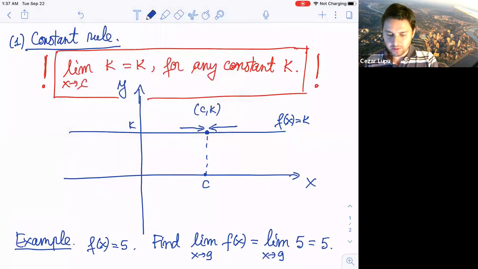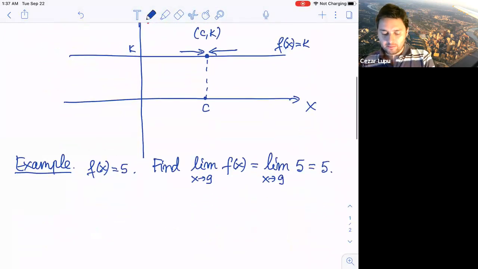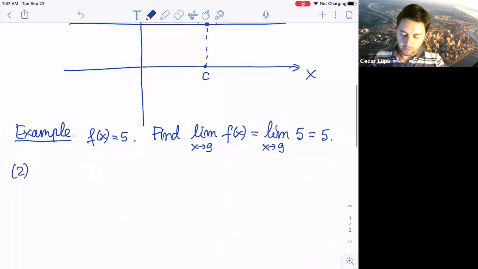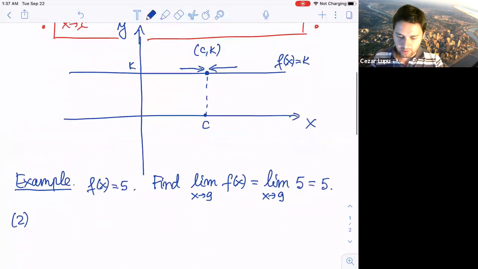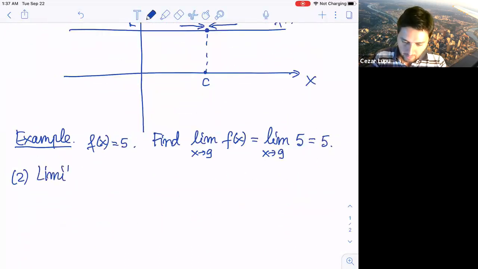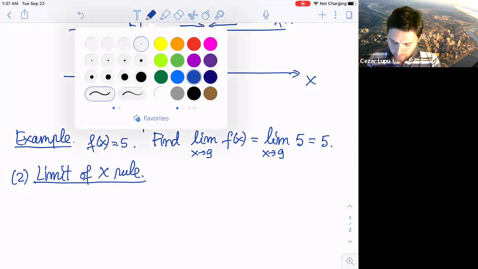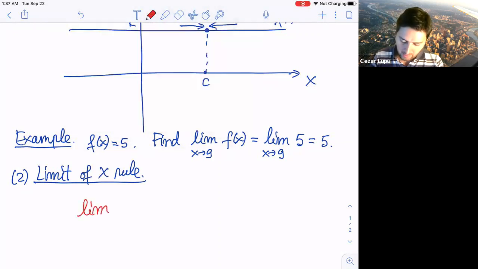Okay, now let's move to the second one. For example, when I have the identity function, and let me denote this. So this was the constant rule. I will say limit of x rule. So in this case, I'll have the identity function. And what I mean by that is the following: the limit as x approaches c of the function x is nothing else than just c, the constant c.